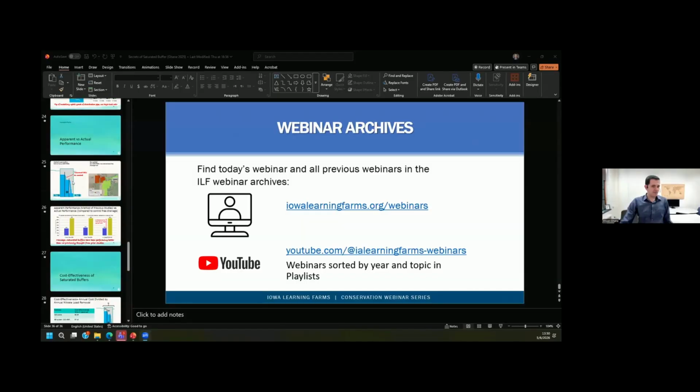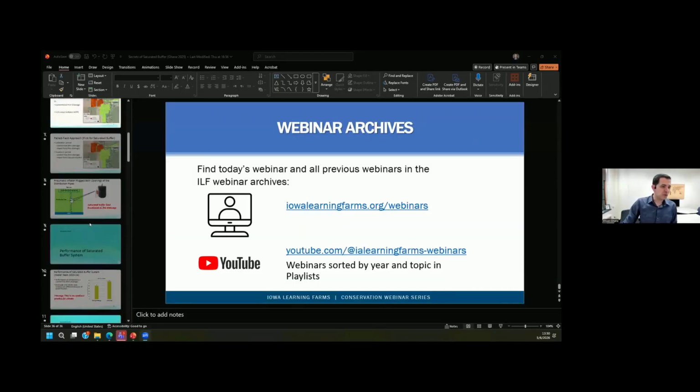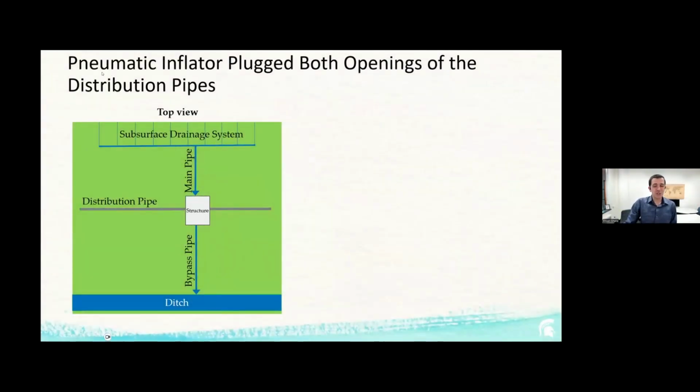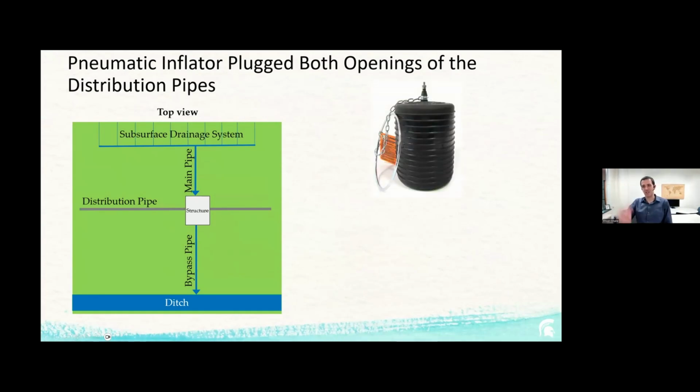Yes. So we were able to, let me show you this one right here. We went into the saturated buffer. We bought these pneumatic inflator plugs. We plugged both of these two distribution pipes, from here and here. This is what it looks like. And we checked them for leaks. We didn't just leave them. We make sure we don't see signs of leaks. And once you put these in and inflate them, they're pretty good.